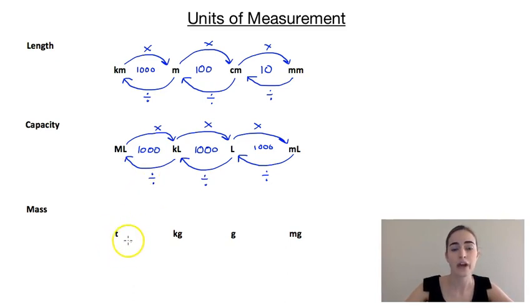So in mass, we look at tons, kilograms, grams, and milligrams. Again, there are 1,000 milligrams in 1 gram. There are 1,000 grams in 1 kilogram, and there are 1,000 kilograms in 1 ton. So we still keep that same multiplication and division, and it's always 1,000.